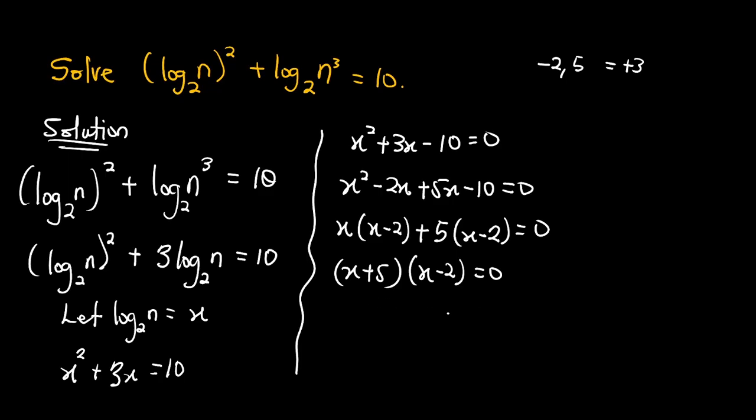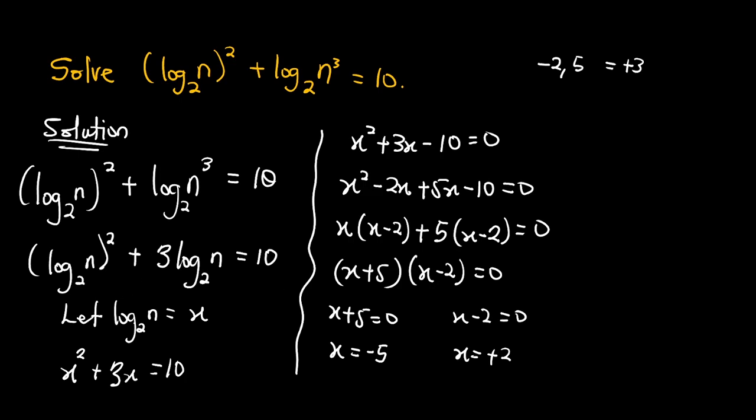So when we equate each of these to 0, we'll have x plus 5 is equal to 0, and then x minus 2 is equal to 0. So from here, we'll have x is equal to negative 5, and then from this side, we'll have x is equal to positive 2, or just 2. Okay? Now, remember that we were not looking for x.